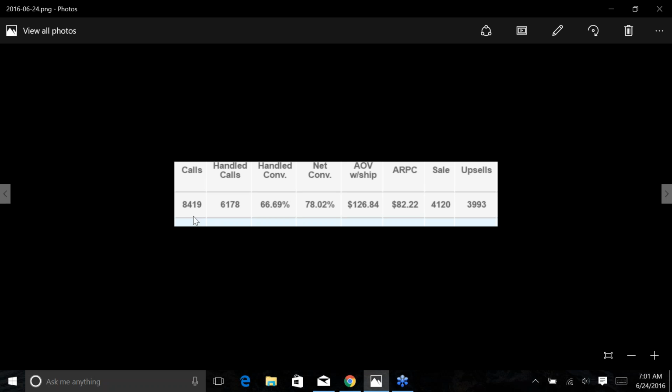So what you're looking at here is how many calls have been generated from these radio ads. Here's how many calls have actually been answered. And this handled conversion is just all the sales that have come from these calls. Now that includes customer service, tracking, packages, and that sort of thing. But actual sales calls, actual calls where people called up and said, hey, I'm interested, I'd like to learn more about this product. Tell me about it. This has been the conversion rate, 78.02%.